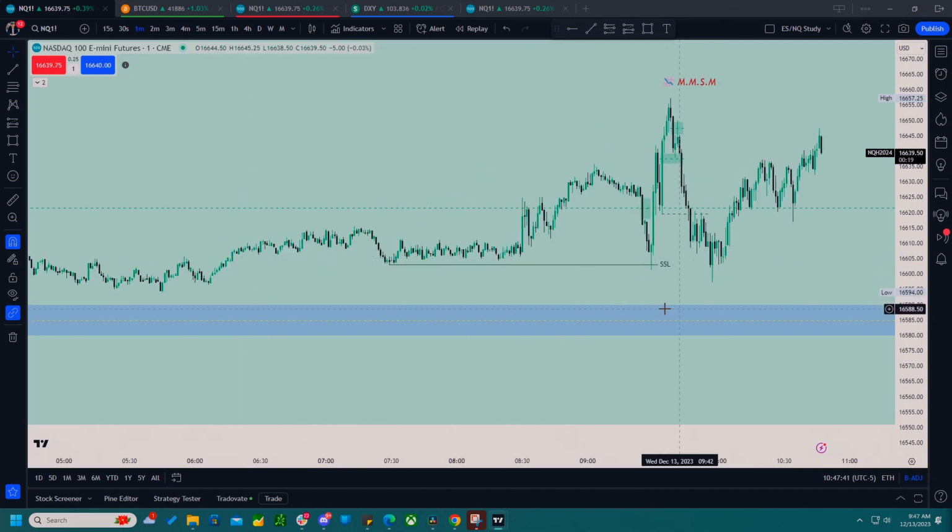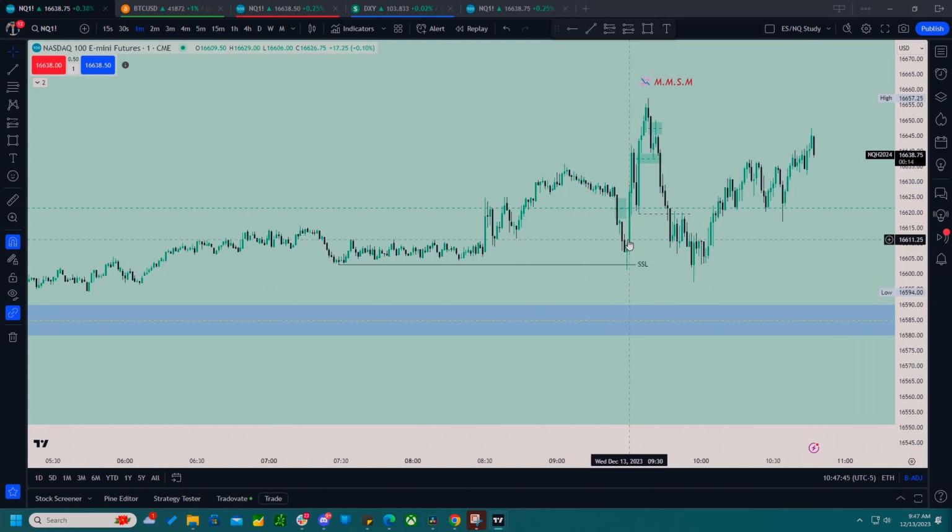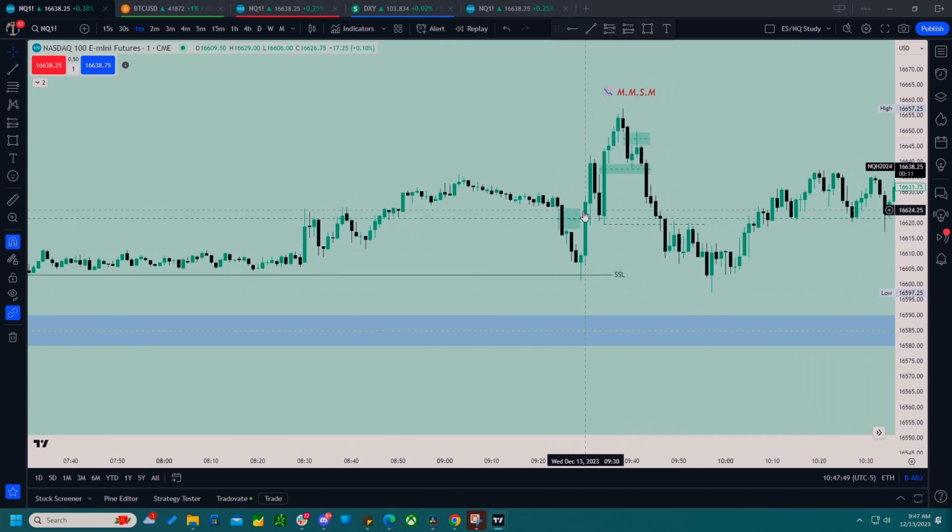I mean, we could have moved all the way down here, and that's what I was waiting for, but we didn't, and we shot up higher. I didn't take this inversion, which would have been a really nice play. This inversion basically takes this fair value gap. We close above the fair value gap after hitting sell side liquidity. You get in for an entry and you target this high.